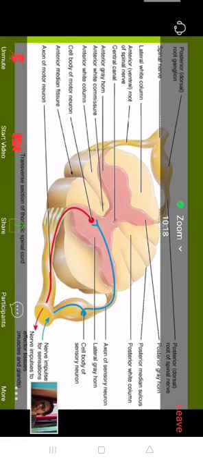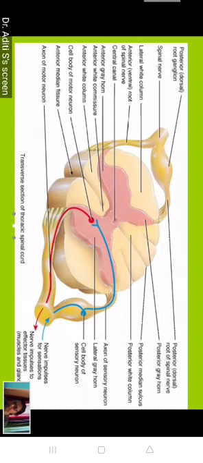Is it clear up to this? Then I'll go to the nuclei which are present here in the spinal cord. Okay? Did you understand or not?